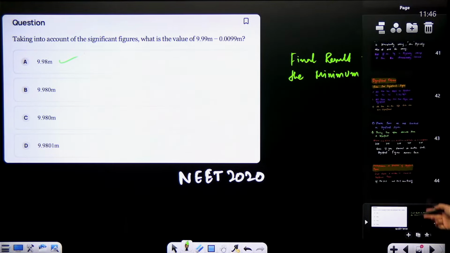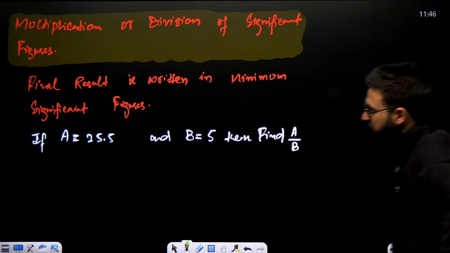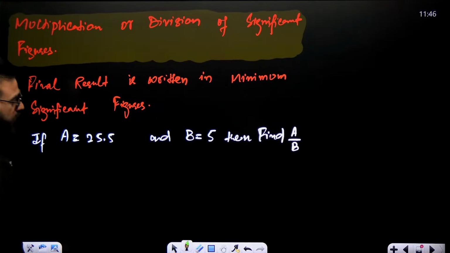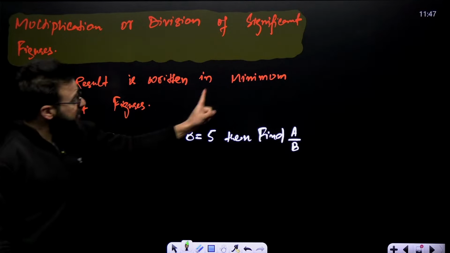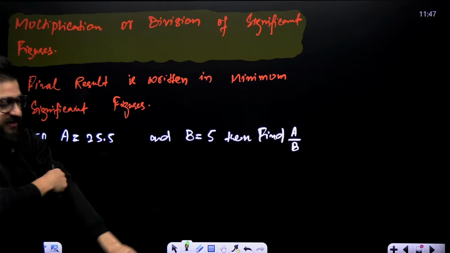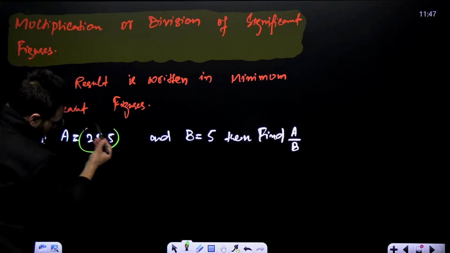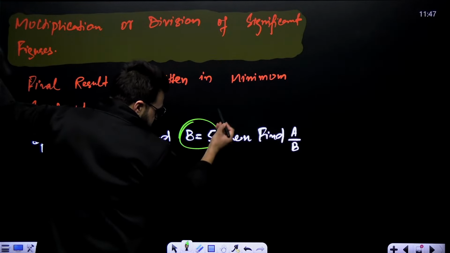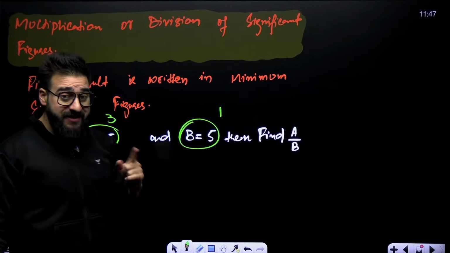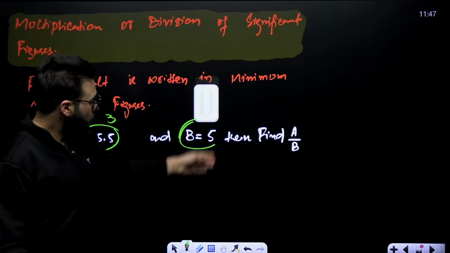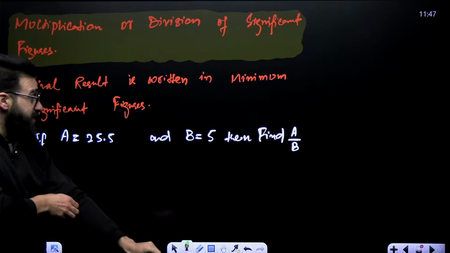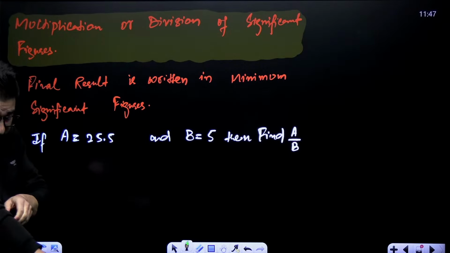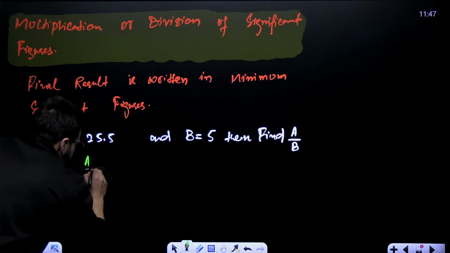Now, let's move on to multiplication and division. Let's suppose, my dear friends, you have got A and B. In case of multiplication and division of significant figures, we say the final result is written in the minimum significant figures. How many significant figures are over here? 3. How many significant figures are over here? 1. So the final result should be in such a way that it has 1 significant figure. Why? Because in case of multiplication and division, the final result is written in minimum significant figures.